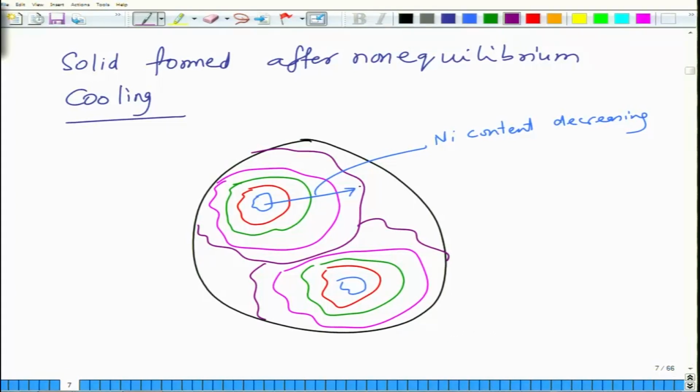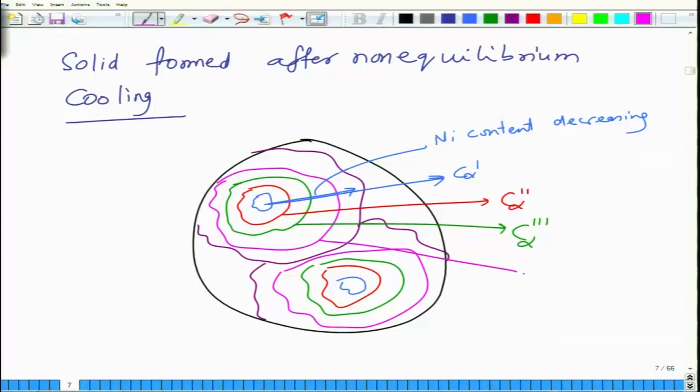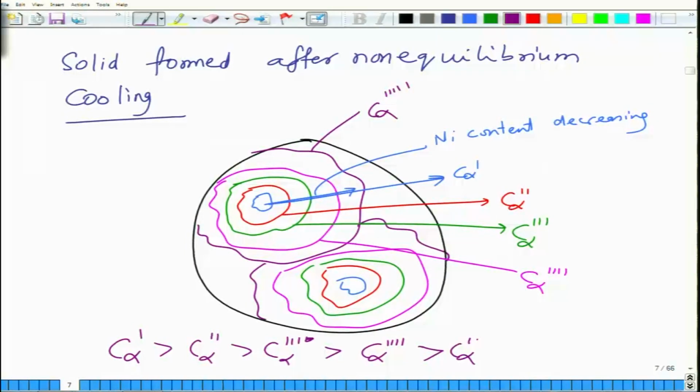So the first one will be of composition C alpha 1, this will be of composition C alpha 2, this will be of composition C alpha 3, this will be of composition C alpha 4, and then this will be of composition C alpha 5, with C alpha prime being greater than C alpha double prime. As a result, the overall composition of alpha will be greater than C alpha naught, sorry.